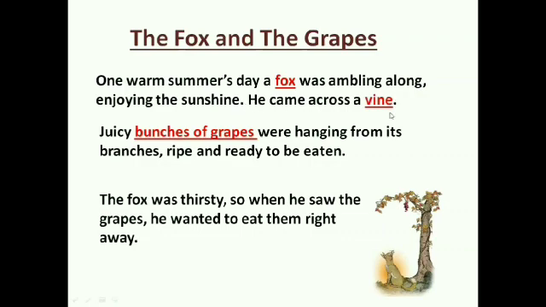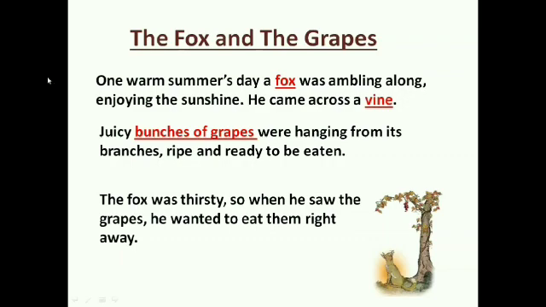Let's read the next one. He came across a vine. Uh-oh, that's a problem. A vine is a plant that produces grapes as its fruit. Remember? So if you changed grapes, you have to change vine. Since I picked apples instead of grapes, I will say he came across an apple tree. How about that? Yeah, it works.